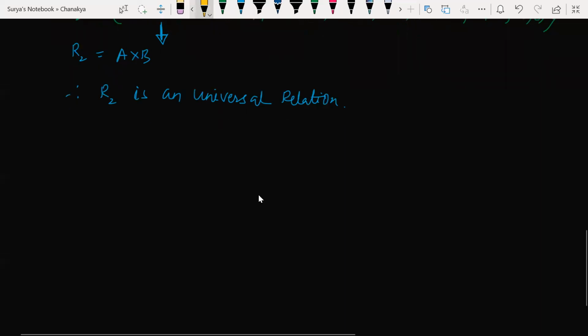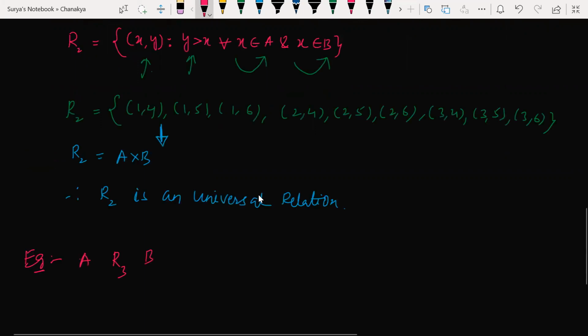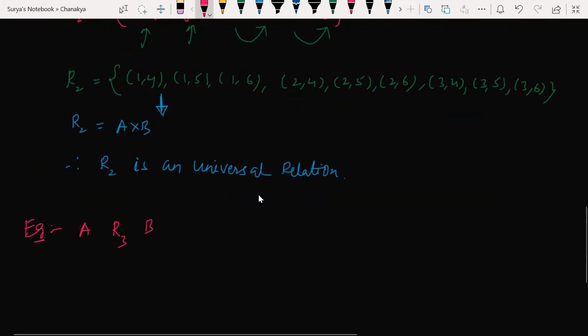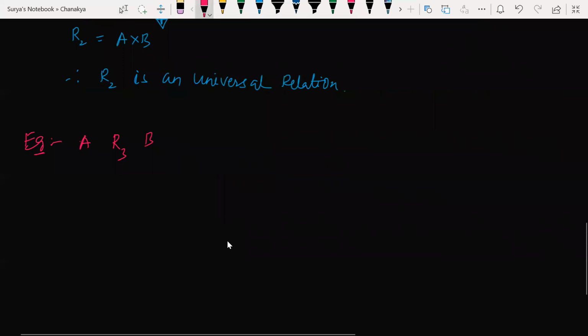So let me write any relation from A to B. I'm giving the relation name as R3. Sir, why you are giving R1, R2, R3? Why can't you give simply R? You can give any name, beta. R1, R2, R3, you may give any name. The intention of giving like that is, I'm giving you different relations with different conditions. That is the meaning of that.